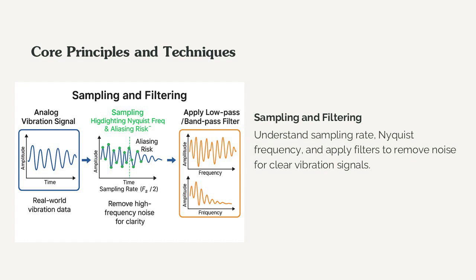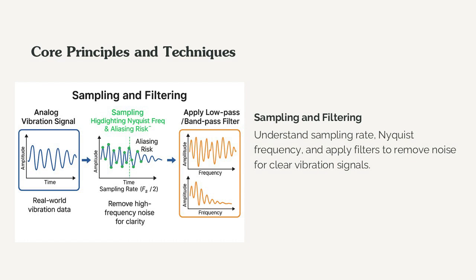The middle diagram is sampling. It shows discrete points taken from the analog signal. It is labeled as sampling rate, or Fs. Note for takeaways: Nyquist frequency equals Fs divided by 2.